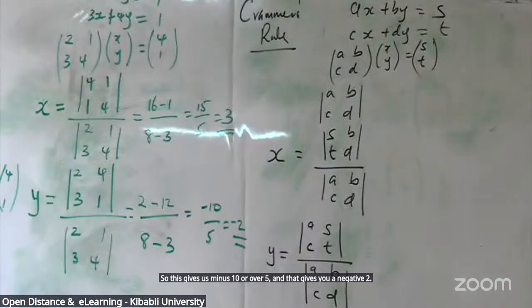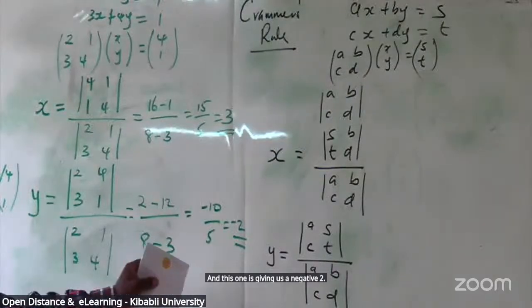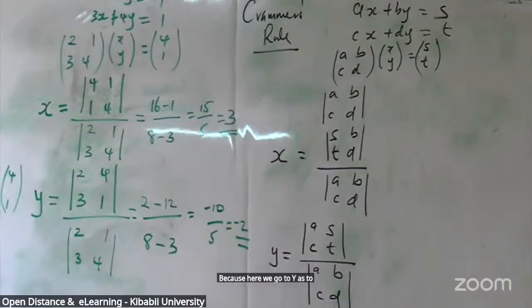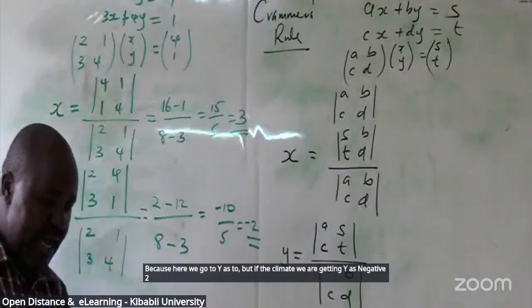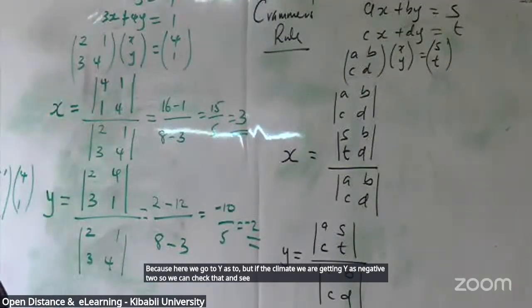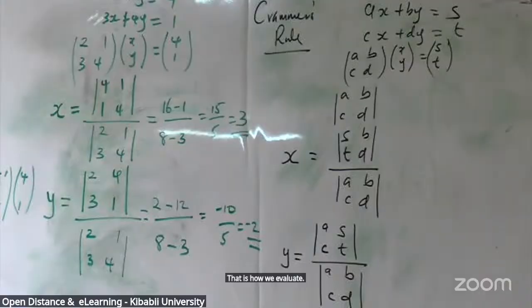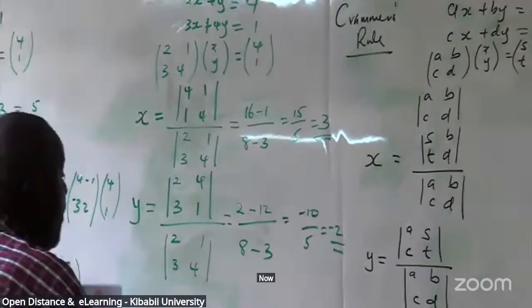Now the other one, we got it as a 2, and this one is giving us negative 2. We can check and see, because here we got y as 2, but with Cramer's rule we are getting y as negative 2. So we can check that and see where we have gone wrong. That is how to evaluate by Cramer's rule. Now, this is for 2 by 2.